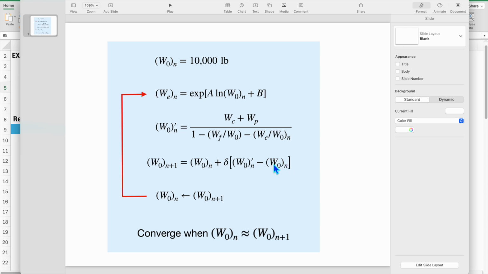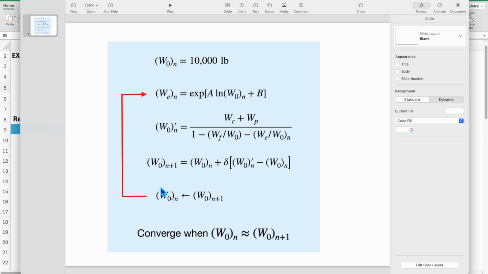And then in Excel I'm going to set the cell where I put in my first guess, W naught n, that 10,000 pound guess, equal to this n+1 guess. That will give me a circular reference with this relaxation built in, and an easy way to get out of it in case it does give me an error down the road, so that I can quickly fix my issue without having to rearrange a bunch of equations.